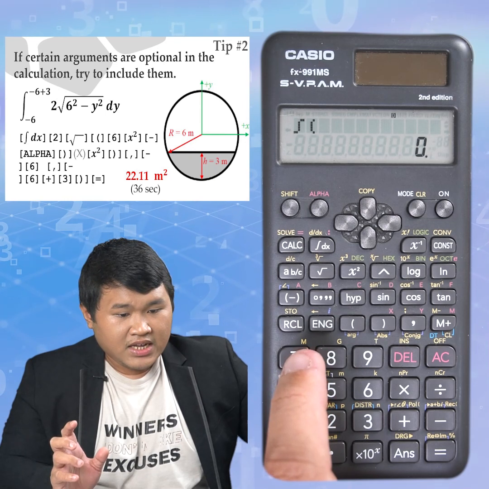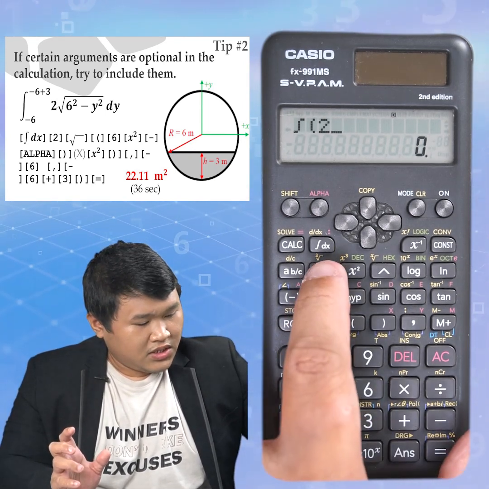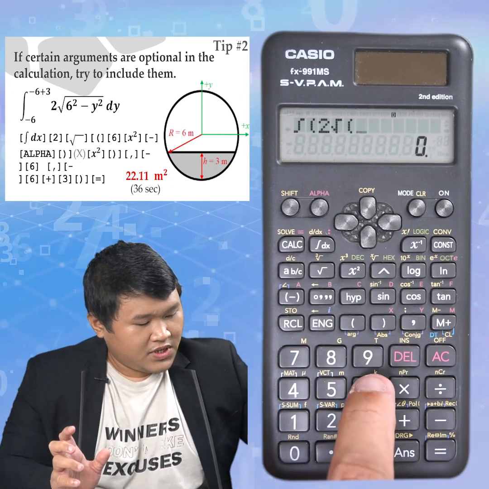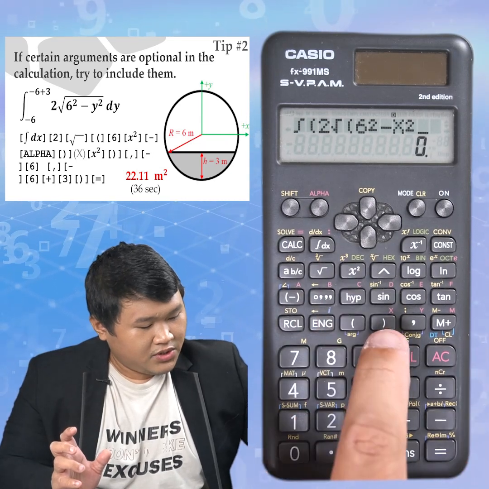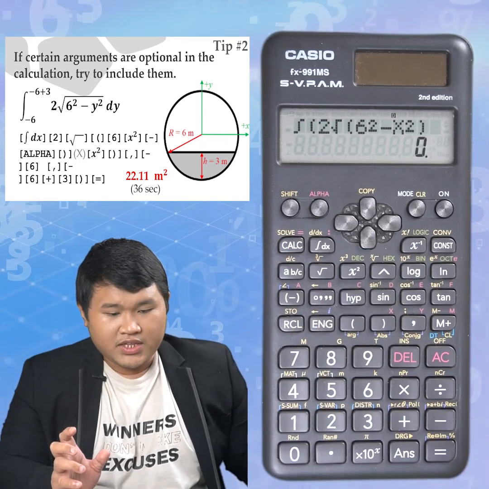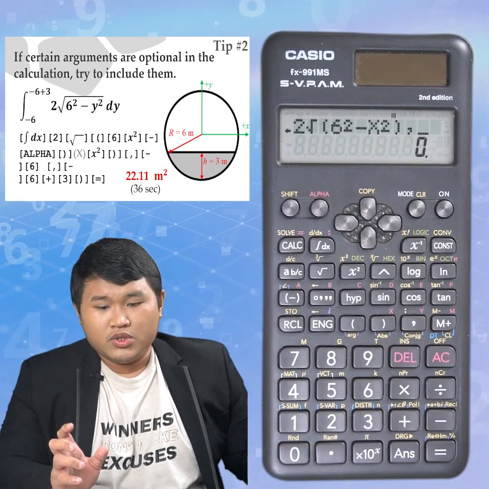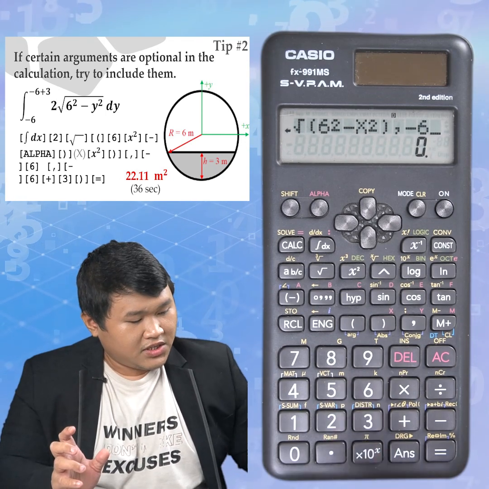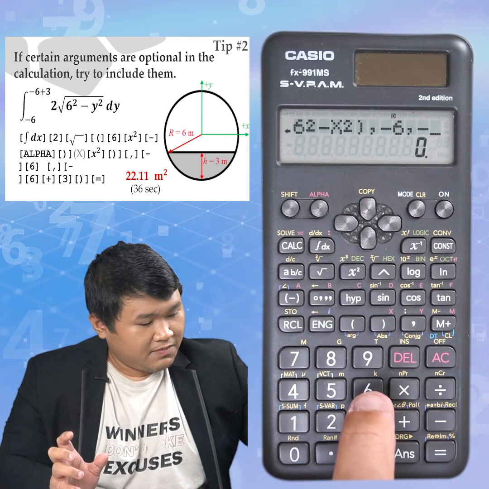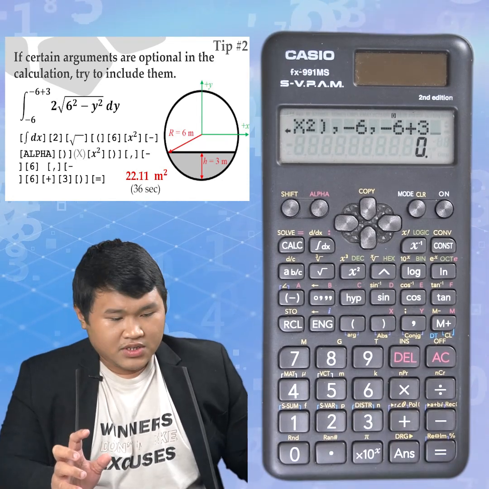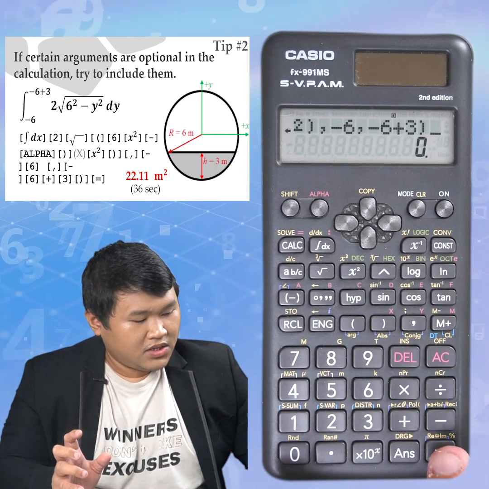First, we input the integrand. So in this case, 2, and then square root of 6 squared minus x squared. So that is 1. And then, comma, we input the lower bound, which is negative 6. And then, comma, we input the upper bound, which is negative 6 plus 3 in this case. And then close parenthesis. Now, pressing equals.